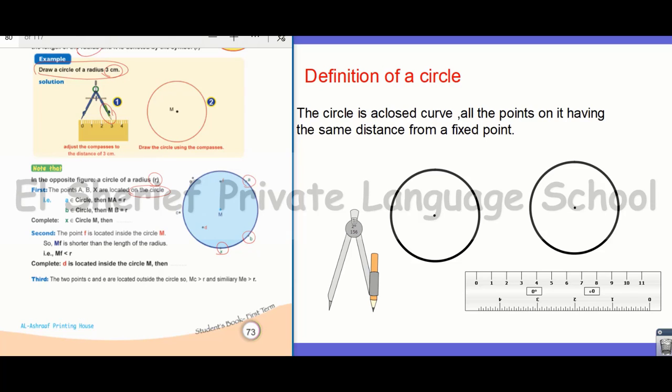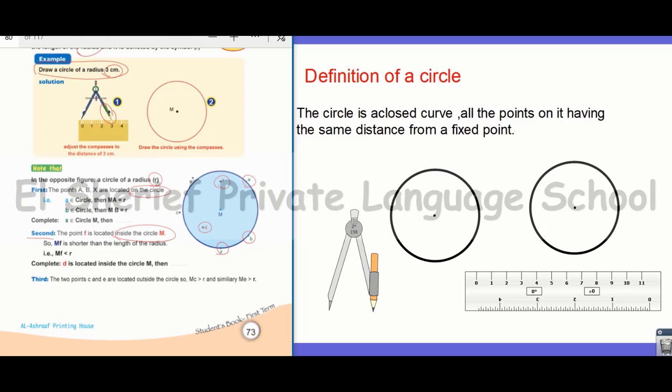Then we find points inside the circle. The second type is inside the circle, like point F and point D. All points inside the circle are called located inside the circle.